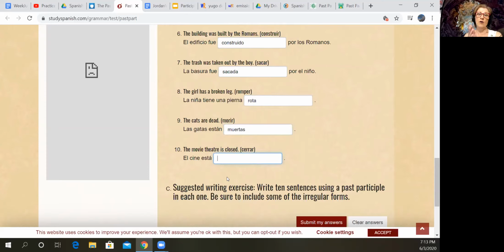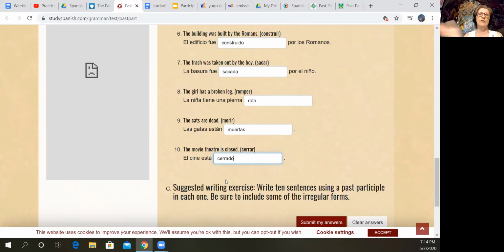The movie is closed. Well, there's a realistic example. El cine está cerrado. El cine está cerrado. The movie theater is closed.